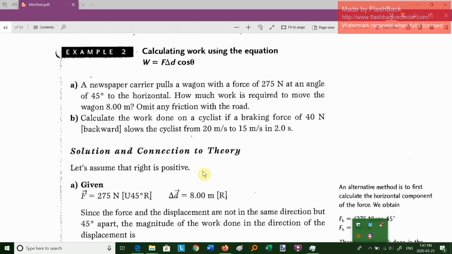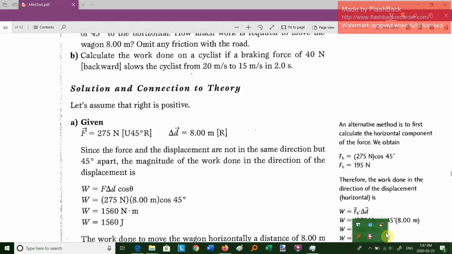And then a question about a bicyclist. We'll get to that in a second. So, oh, why is that still on? I don't want that on anymore. There we go.